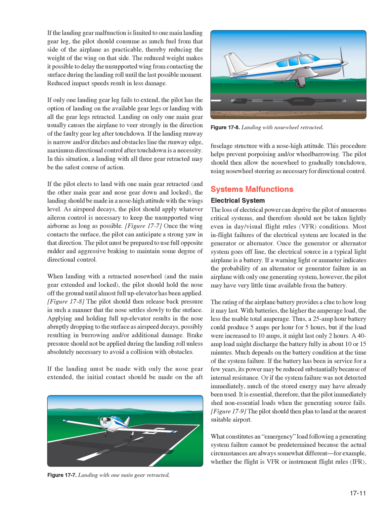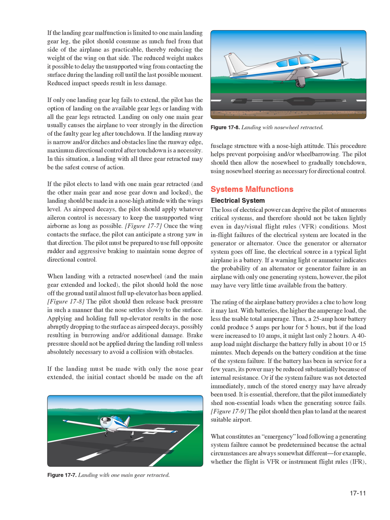The rating of the airplane battery provides a clue to how long it may last. With batteries, the higher the amperage load, the less the usable total amperage. Thus, a 25 amp-hour battery could produce 5 amps per hour for 5 hours, but if the load were increased to 10 amps, it might last only 2 hours. A 40 amp load might discharge the battery fully in about 10 or 15 minutes. Much depends on the battery condition at the time of the system failure.